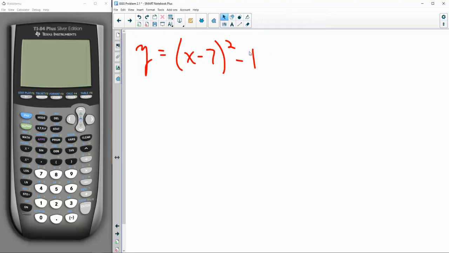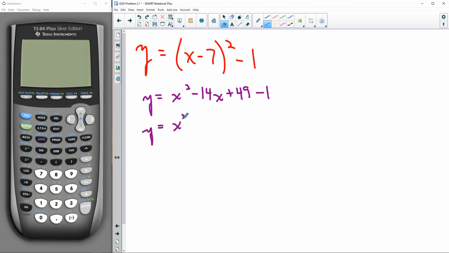All right, so this is in vertex form. I think I'm going to go into general form first, which would be y equals, using the square of a binomial pattern, this is x squared minus 14x plus 49. That's x minus 7 squared. And then we got the minus 1. So it's x squared minus 14x plus 48. So there it is in general form.